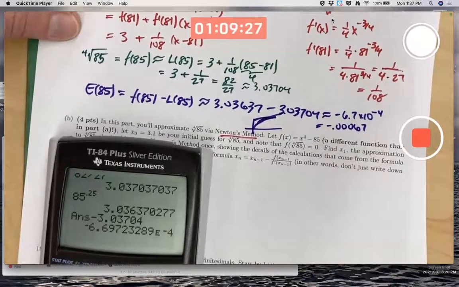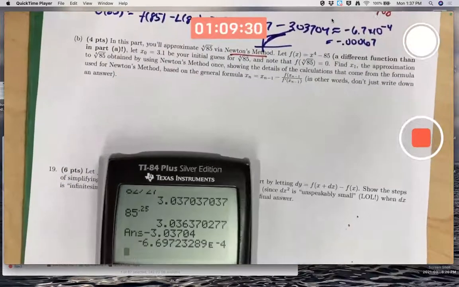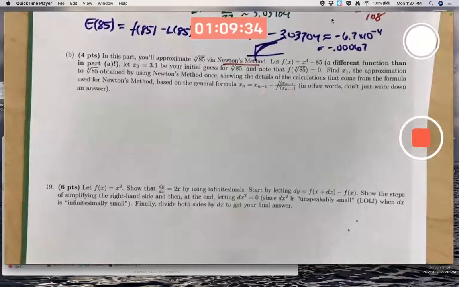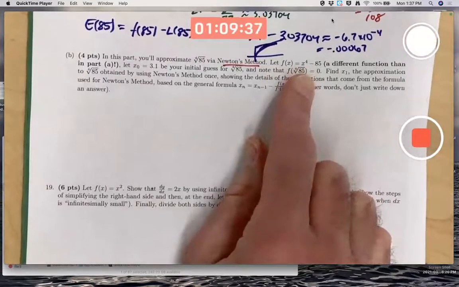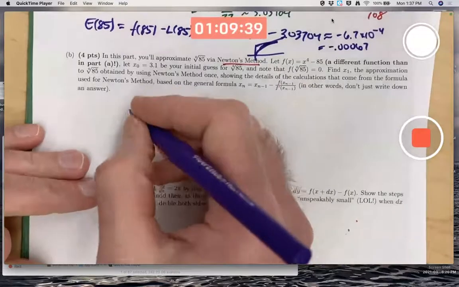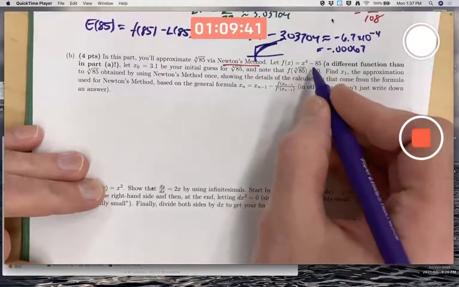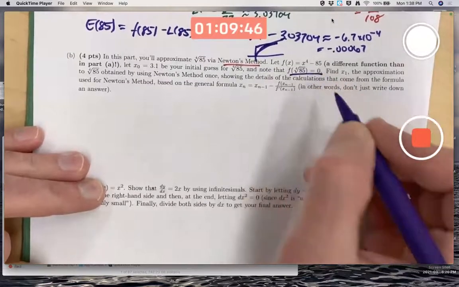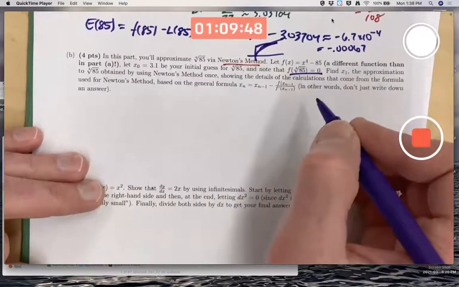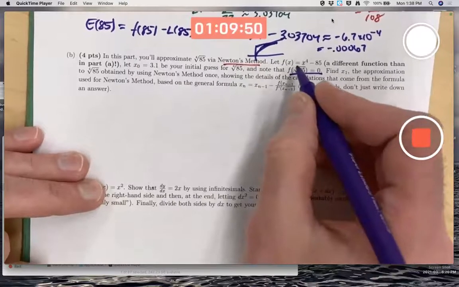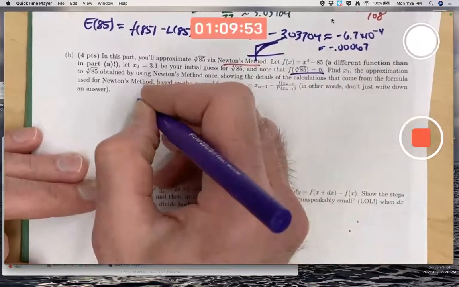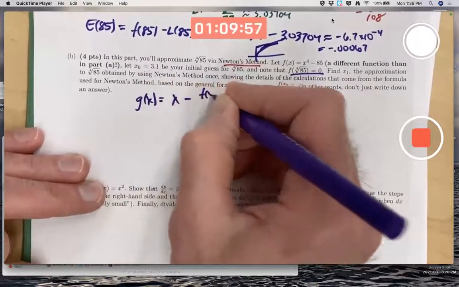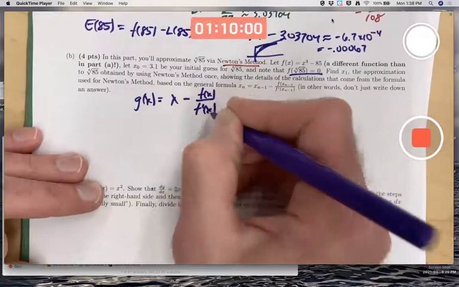Hang with me here. We'll only have time for just this now. Do it with Newton's method. Notice the f of x is different. Why? Because that's how you do Newton's method. The fourth root of 85 is going to be a 0 of this function, right? f of 85 is going to be 0, a fourth root of 85. We apply Newton's method to this function. Newton's method iterates a new function, g of x, that is x minus f of x divided by f prime of x. That was in the project.